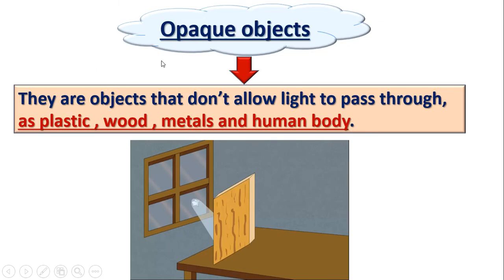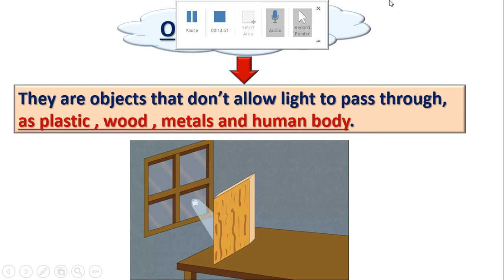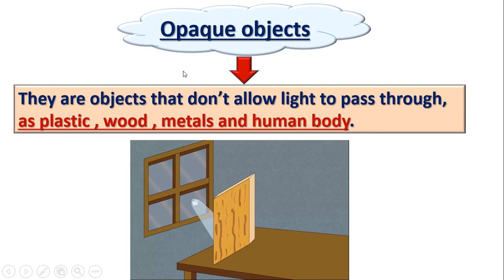Okay, now let's talk about opaque objects. What is the meaning of opaque objects? Repeat after me: opaque objects. They are objects which don't allow any light to pass through them. They're not transparent, they're opaque. Like what? Like plastic, wood, metals, and also our body. Our body doesn't let any light pass through because it is opaque.